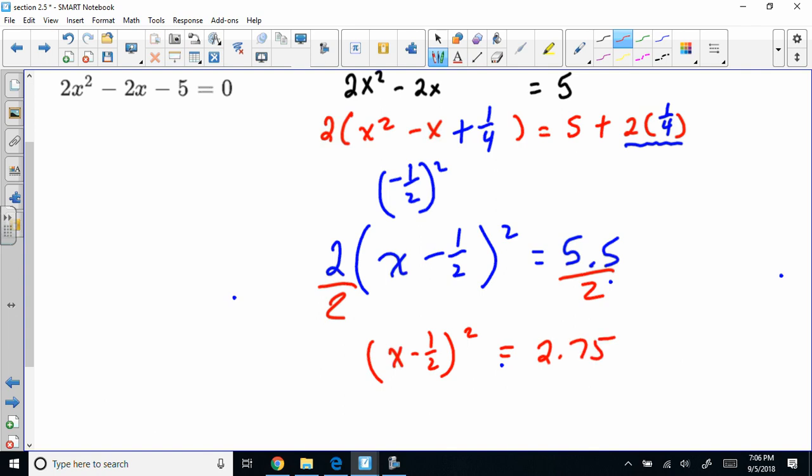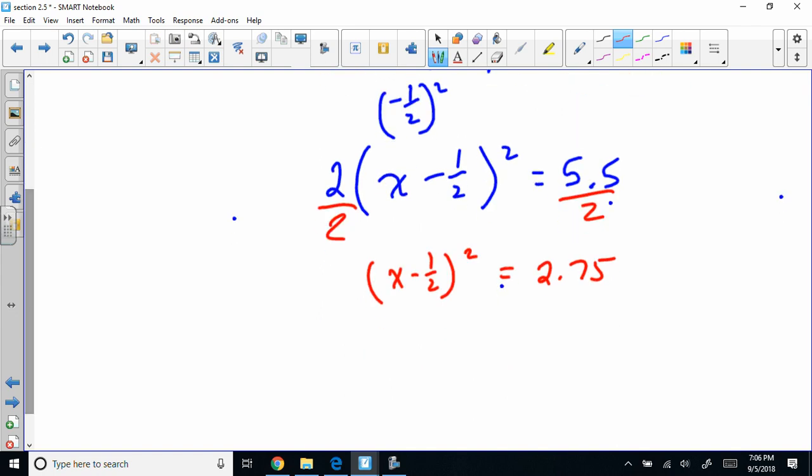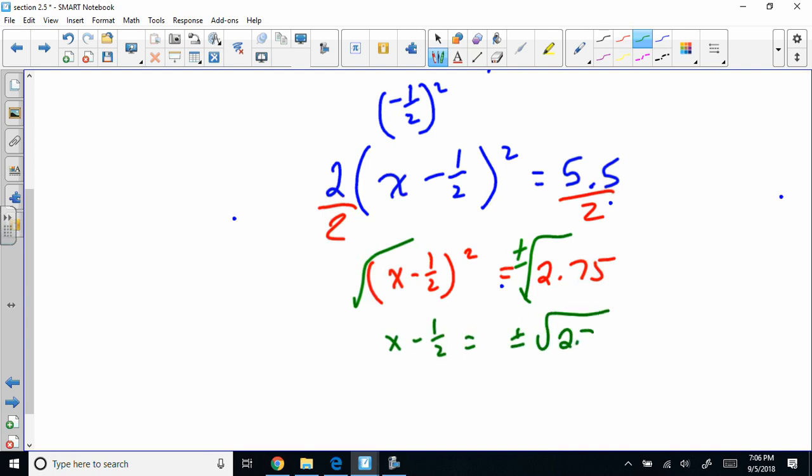And then I'm just solving a squared equation from this point, right? How do you get rid of a square? You take the square root of it, right? What you do to one side, you do to the other, but don't forget the plus and minus on the right side. So that's x minus 1/2 equals plus or minus the square root of 2.75, right? Now, it's going to get crazy because you're dealing with a lot of decimals.